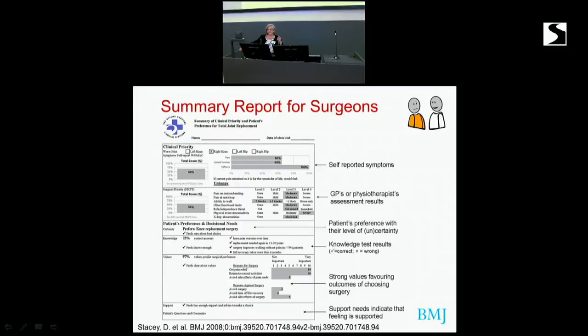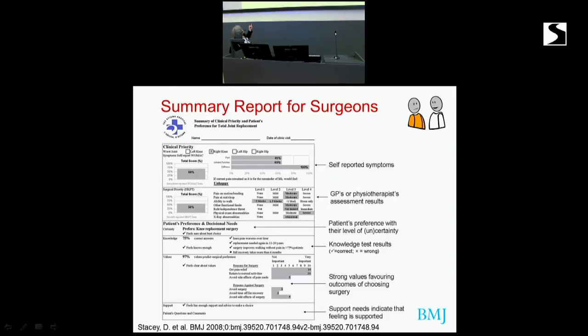In the second scoring area, we have the healthcare professional, which is a general practitioner or a physiotherapist assessment. You can see where the patient scored fairly moderate in terms of severity of their osteoarthritis of the knee. And then we've also included the SURE test results.